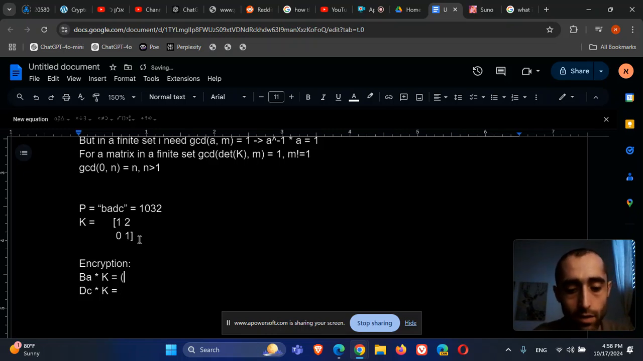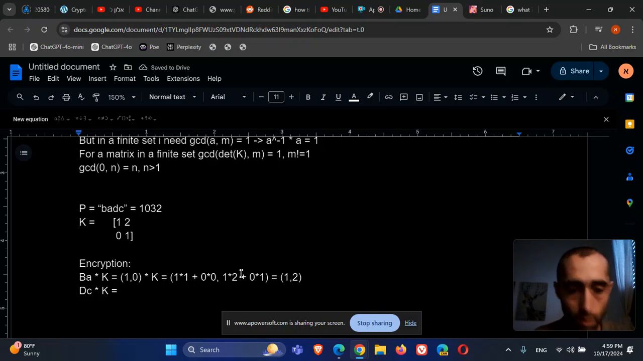So BA is like the vector 1, 0. This I need to multiply by the matrix K. So what will we have? We'll have matrix multiplication, 1 times 1 plus 0 times 0. Yes, this times this plus this times that. This is for the first part of the vector. For the second part, I will have 1 times this plus 0 times this. 1 times 2 plus 0 times 1. And if I had no mistakes, this will be 1 and 2. Okay?